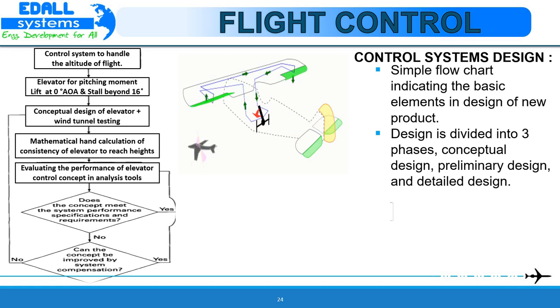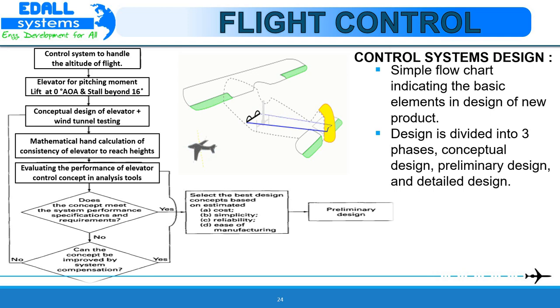After the wind tunnel testing, we have to do the mathematical hand calculation of consistency of elevator to reach the height that we desire. After mathematical hand calculation, we have to evaluate the performance of the elevator, whether it is up to the control concept and analysis tool, that is software tools. After that, we have to decide whether the concept meets the system performance and specifications and requirement. So if it meets, then we select the best design concept based on estimated cost, simplicity, reliability, ease of manufacturing, and then we move on to the preliminary design.